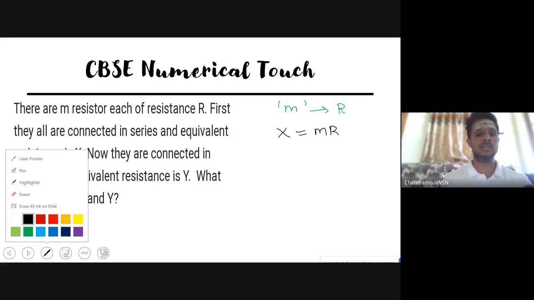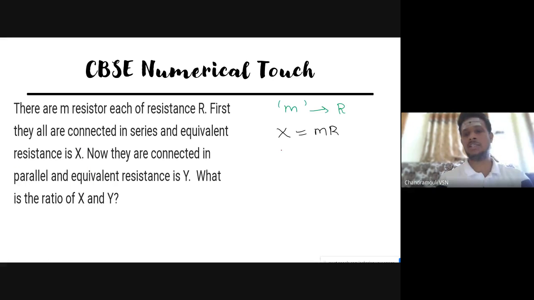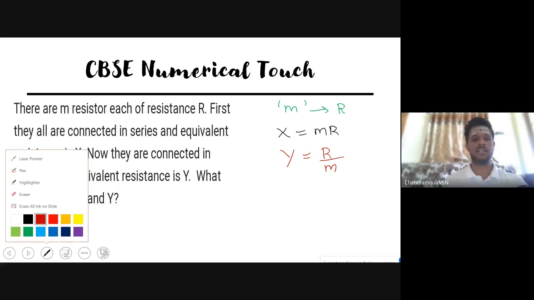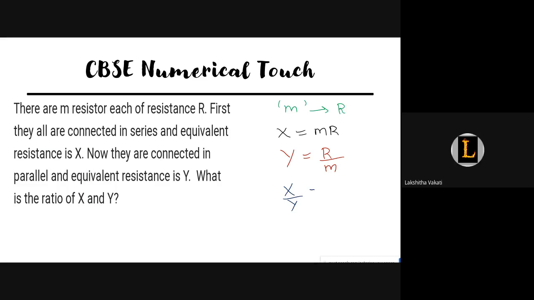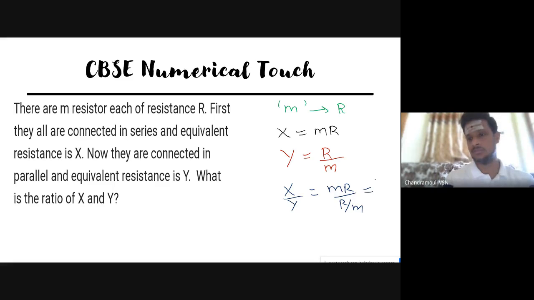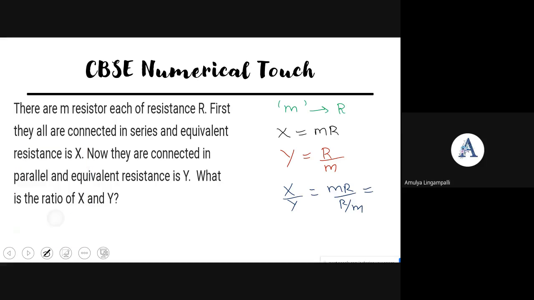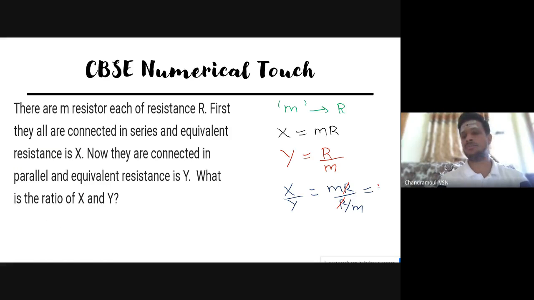Similarly, if they are connected in parallel, the net resistance is Y. Y is equal to, in case of parallel, we should divide R by M, so R by M. Now what do they want, better? The ratio between X and Y. Can you say now, X by Y is equal to M into R by R by M. Any cancellations? R cancels. M into M, M square. So finally the ratio of X and Y is M square to 1.